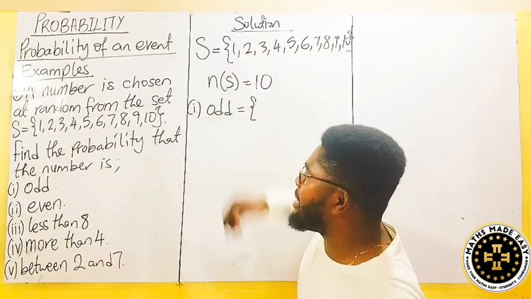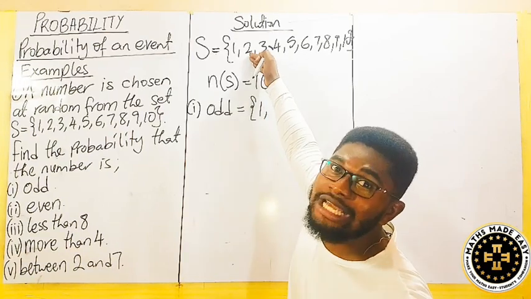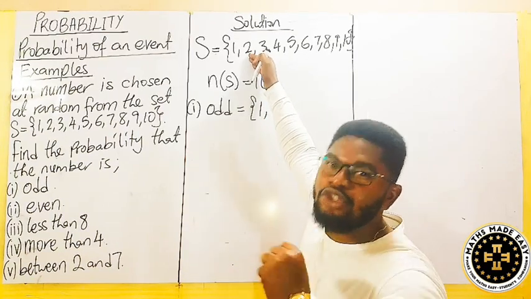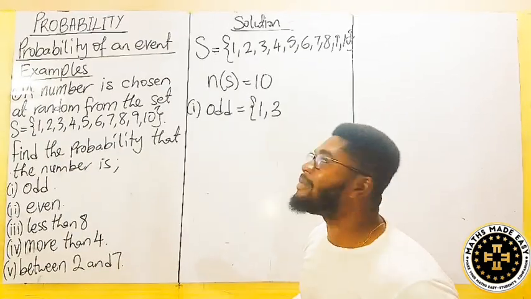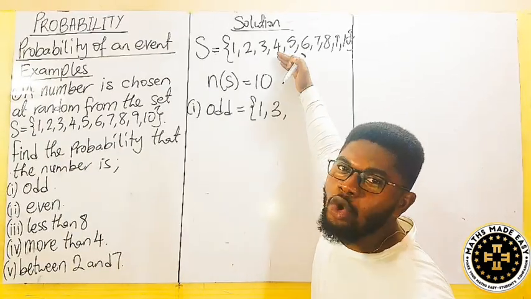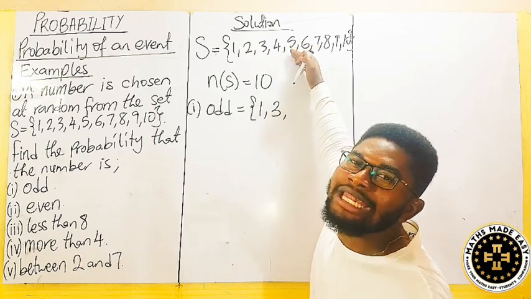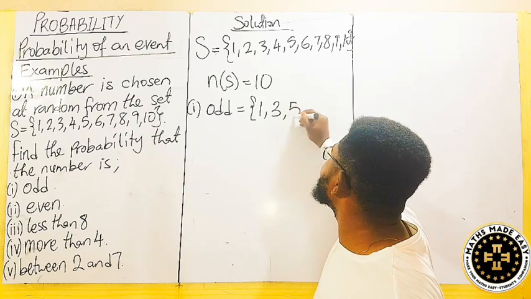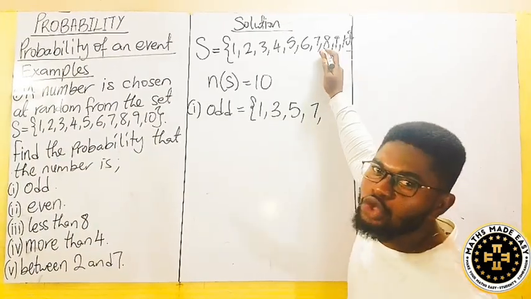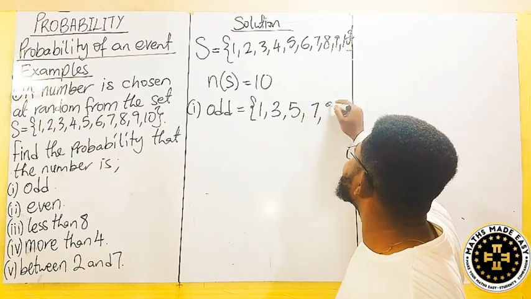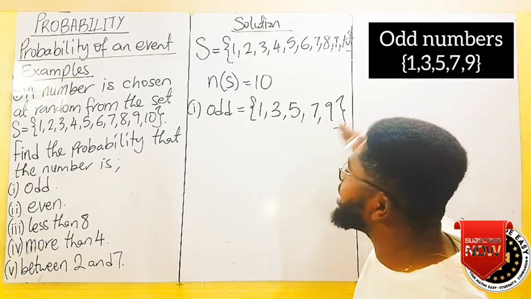1 is an odd number, so 1. 2 is not an odd number because 2 is divisible by 2. 3 is an odd number because it is not divisible by 2. 4 is not an odd number because 4 can be divided by 2. So 5 is an odd number. 6, no. 7 is an odd number. 8, not an odd number. And 9 is an odd number. 10 is not an odd number. So these are the odd numbers we have.